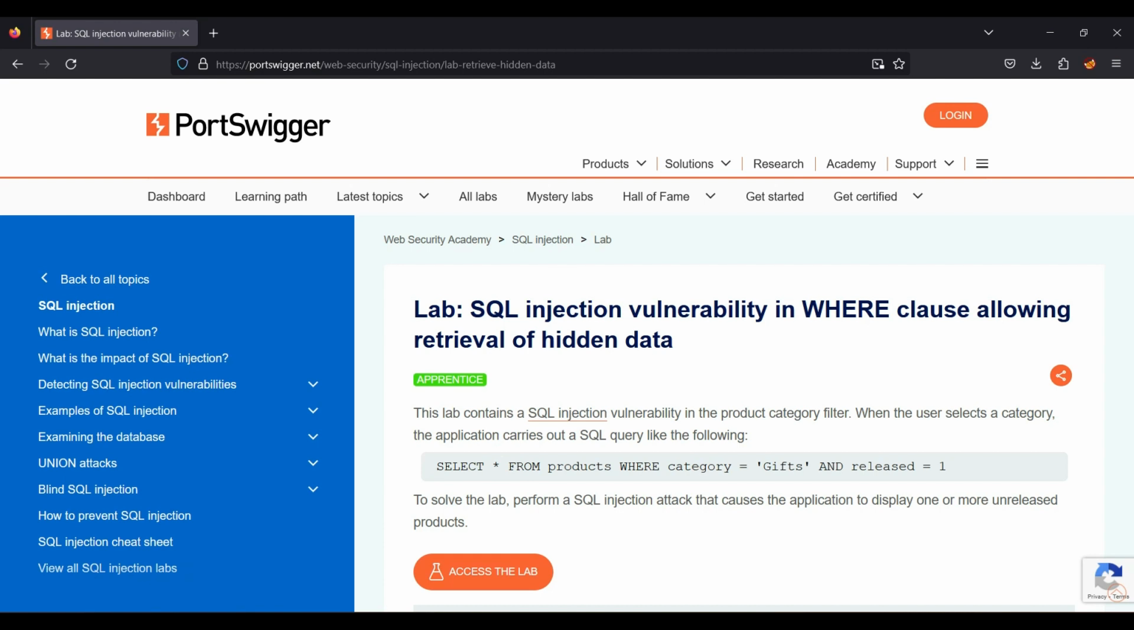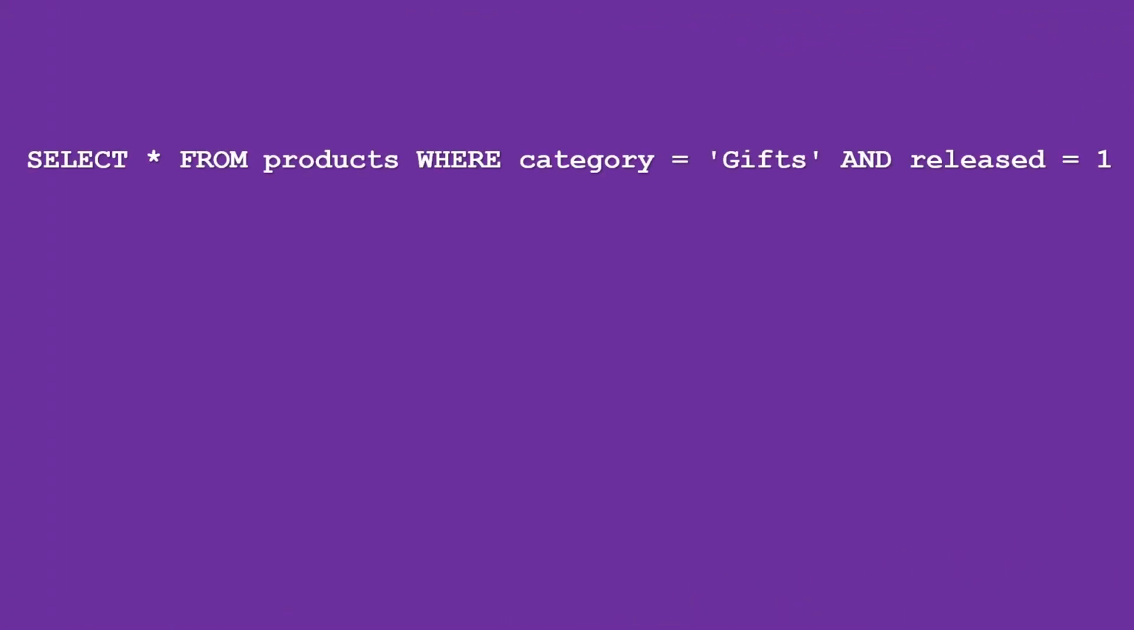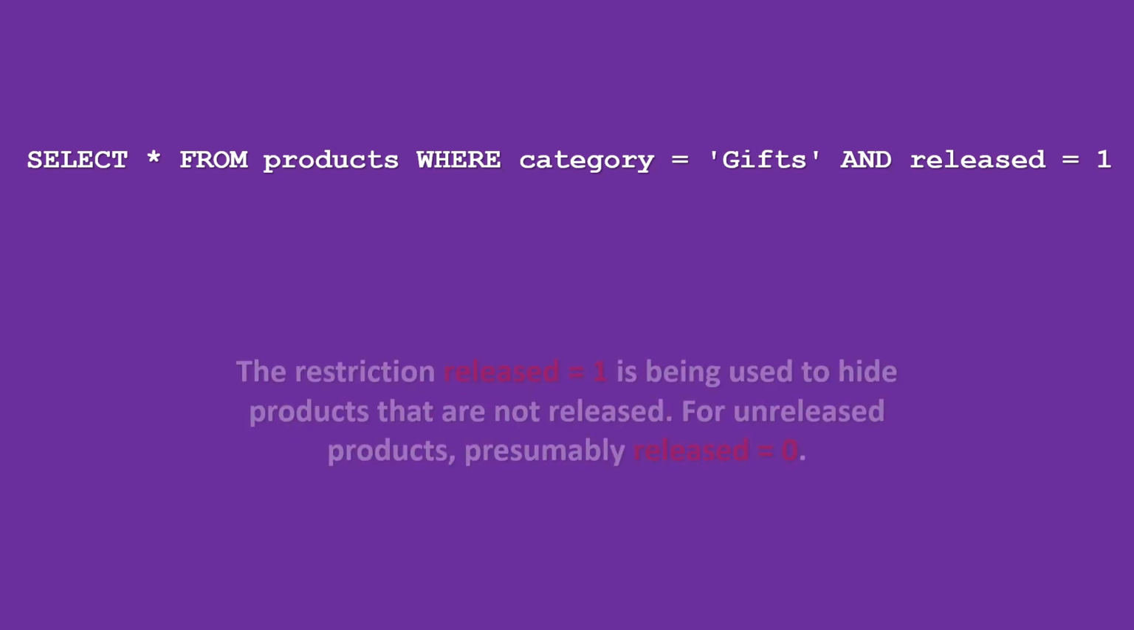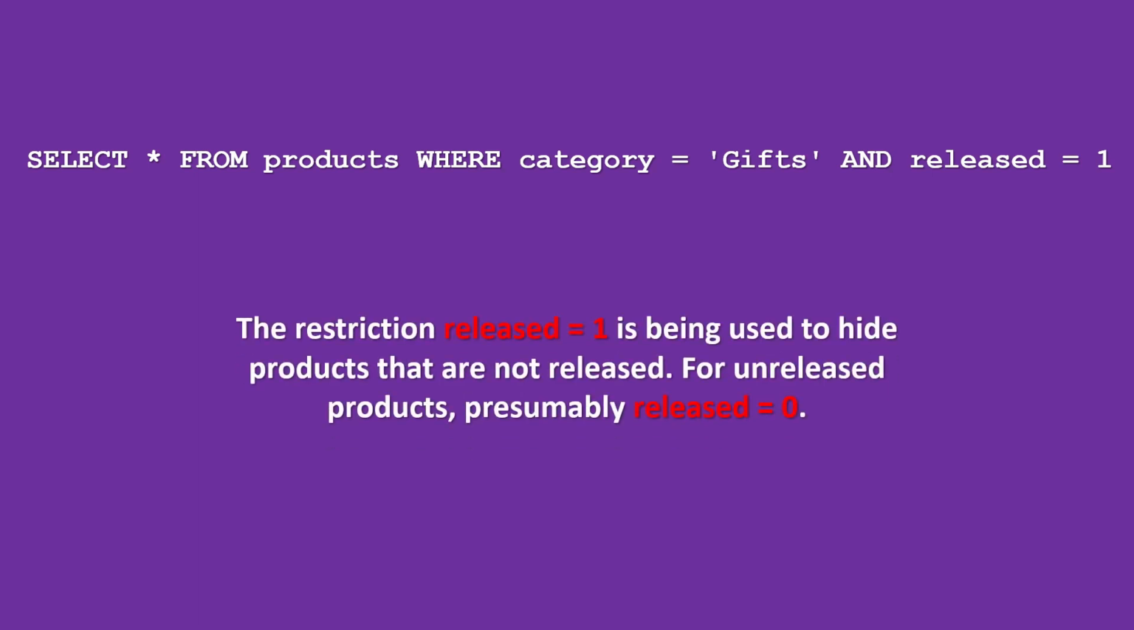Now let's see what released is here. Why are we using released here? The released column is acting as a restriction. The restriction released = 1 is being used to hide products that are not released. Meaning we are using released = 1 for hiding the data, and released = 0 for unhiding the data. Now imagine that if we remove this released condition from here, then we will be able to see all the products. That is what we have to do here.